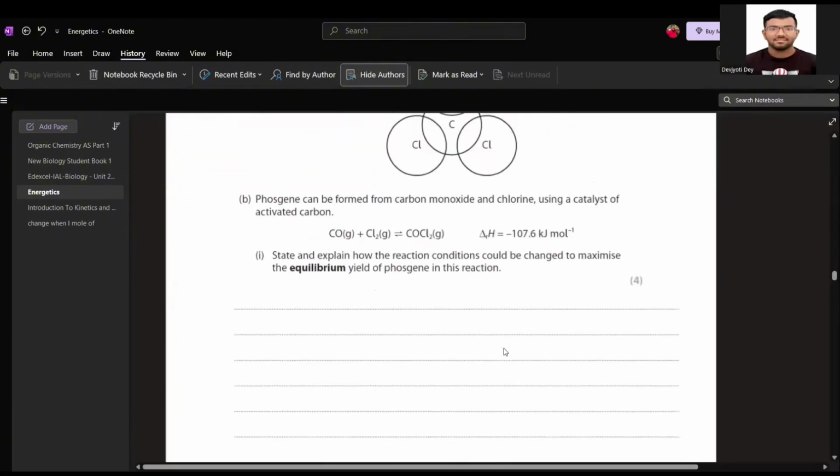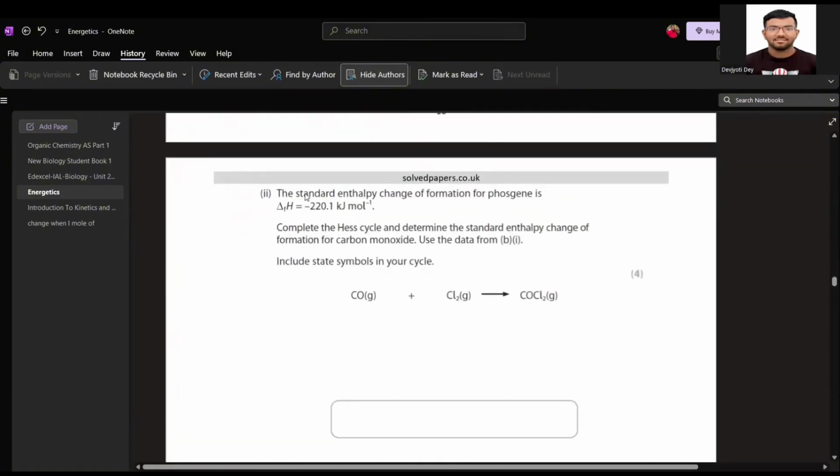Standard enthalpy change of phosgene. Okay, we can do it. No problem. Okay. What did you write? Can you please tell me?